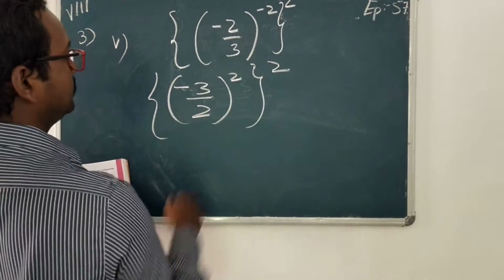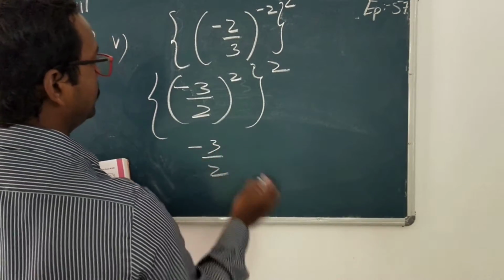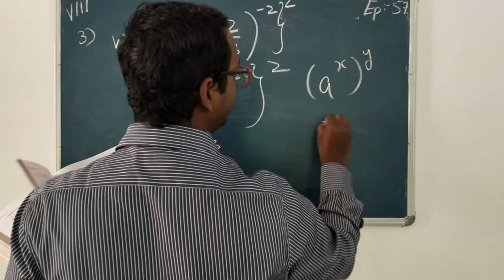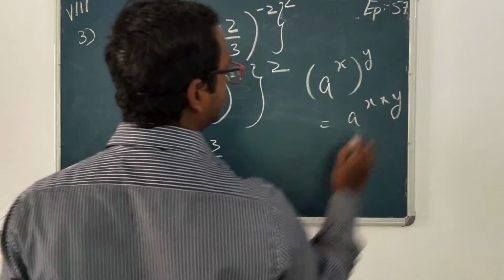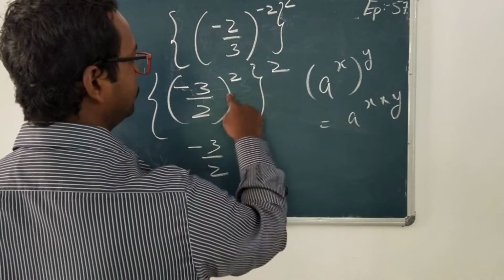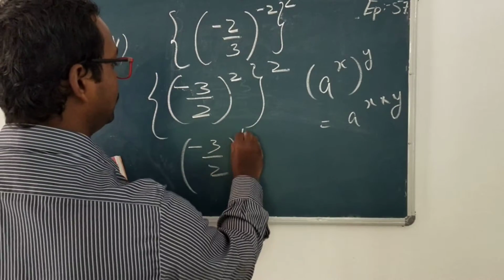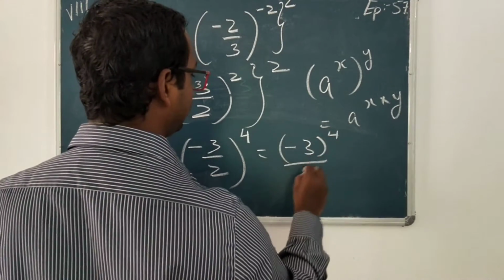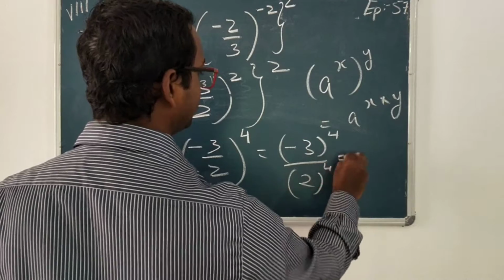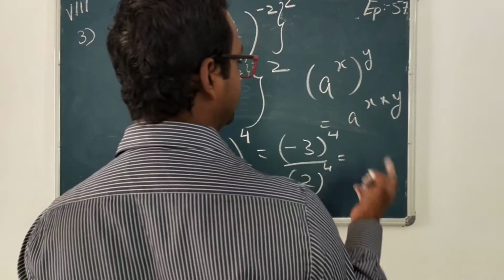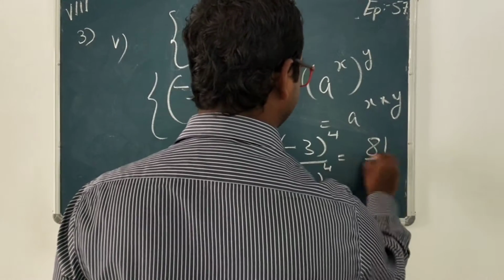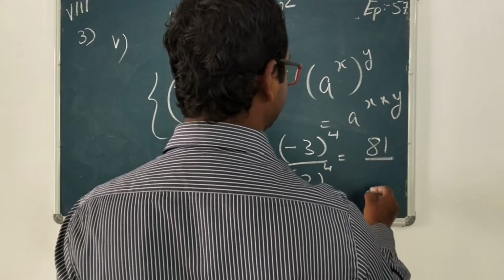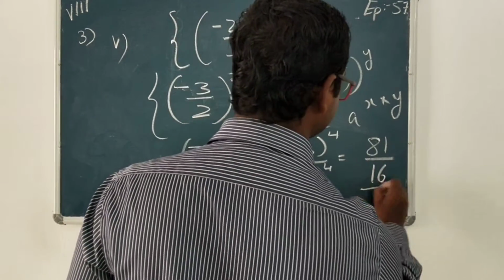So here we have (-3/2). Remember this one property: (a^x)^y is equal to a^(x×y). So these two powers will get multiplied, and when you multiply, you will get 2^4. The final answer is (-3)^4 / 2^4. If we solve, 3 × 3 = 9, 9 × 9 = 81, we will get 81 / 2^4, which is 2 × 2 = 4, 4 × 2 = 8, 2 × 8 = 16. So the answer is 81/16.